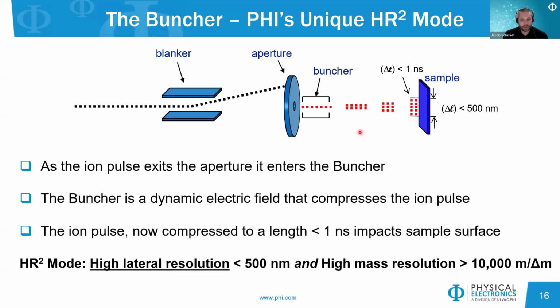This buncher, along with the focusing elements of the LMIG, allows us to operate in what we call the HR squared mode. In HR squared mode, we're able to achieve both high lateral resolution of less than 500 nanometers and high mass resolution at greater than 10,000 m/delta m.